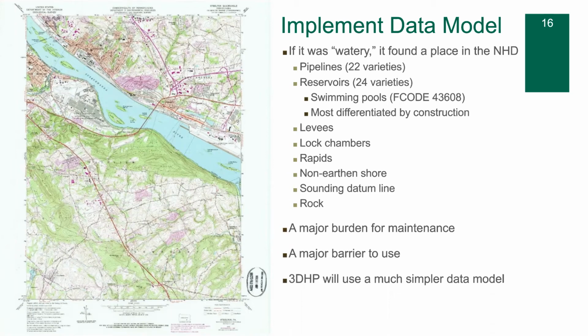Back when we started the NHD in the late 90s, we were trying to capture the blue things off the map and sort of anything watery. And so over time, we've ended up with 22 varieties of pipelines in the data set. We've got 24 different varieties of reservoirs, including swimming pools. And we've got things that are in there because they appeared on the topo maps when the topo maps were drawn 40 or 50 years ago, but have not really been updated in any systematic way since. These are things like lock chambers and rapids and rocks and so forth.